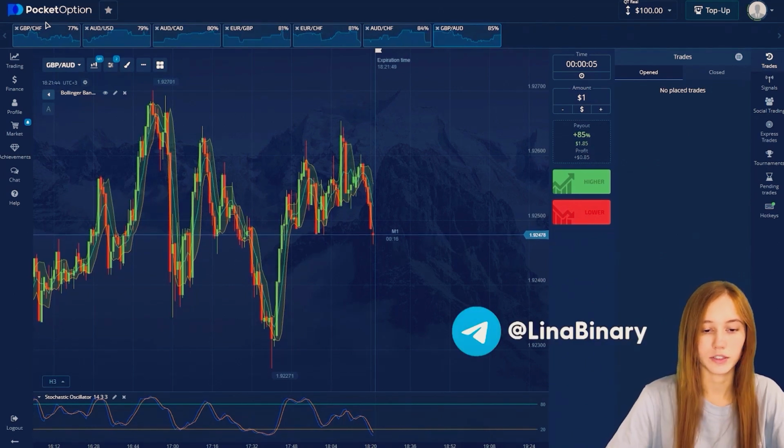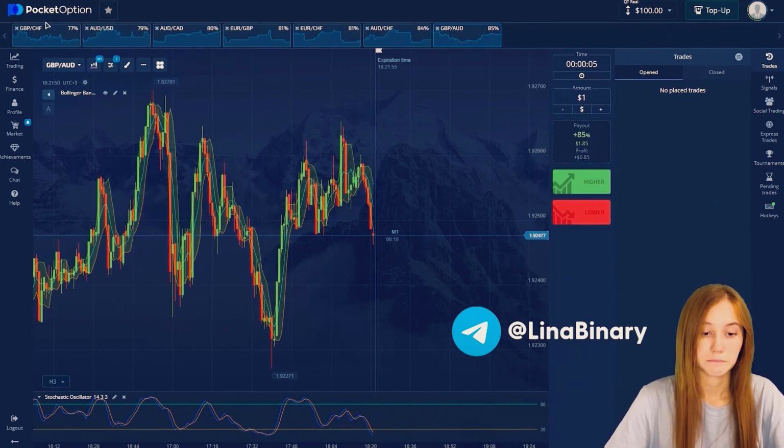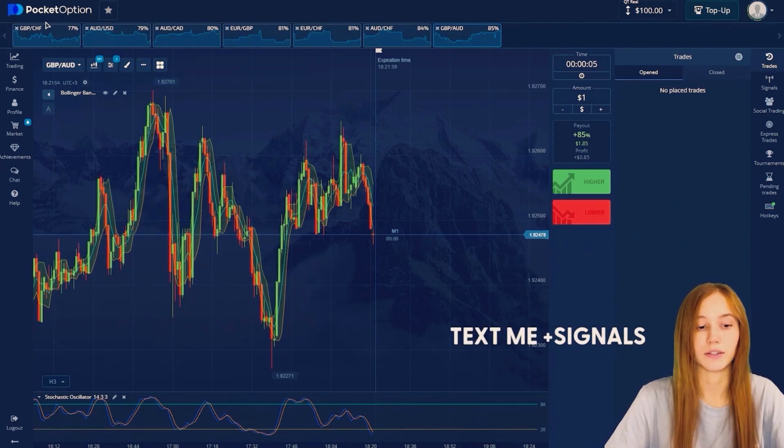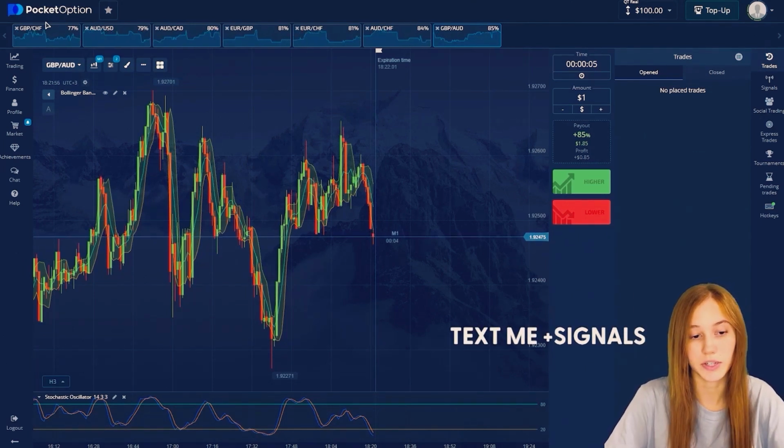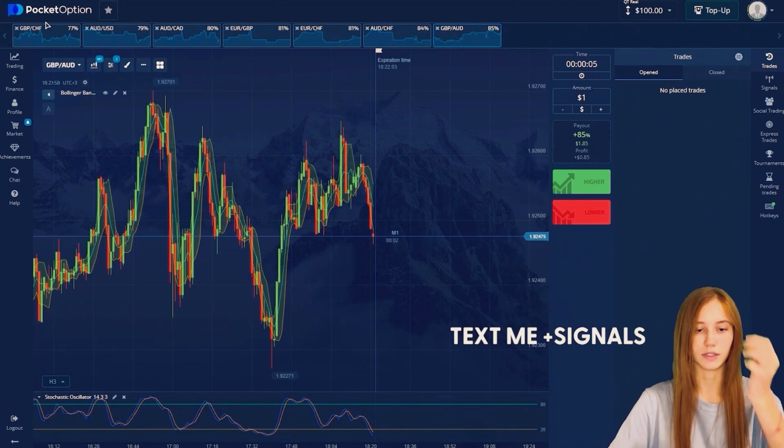So today we'll trade on Pocket Option, and initially our balance will be exactly $100. Therefore, the first deal amount will also be exactly $100, 100% of our balance at the moment, respectively.